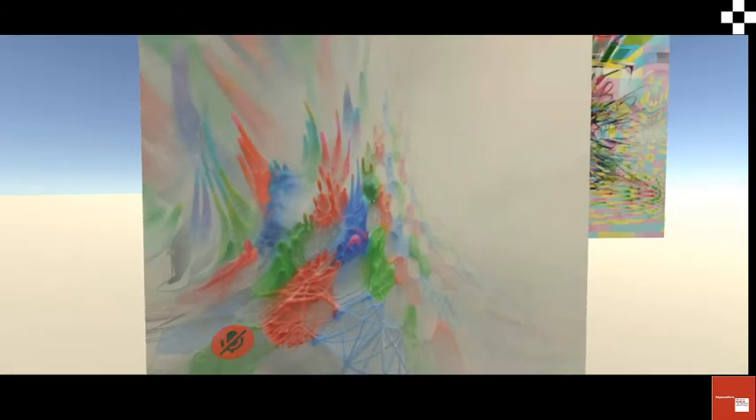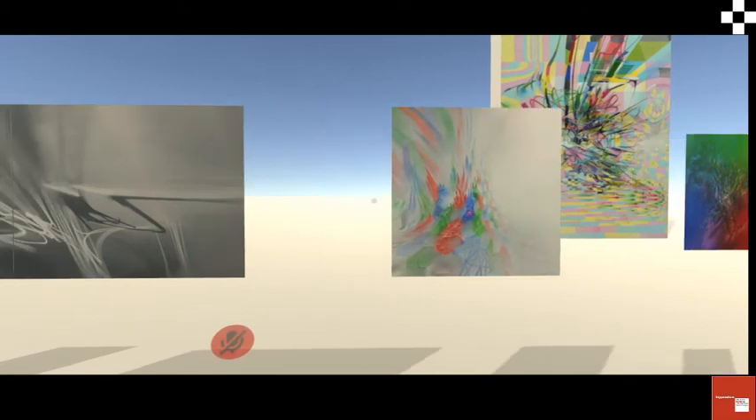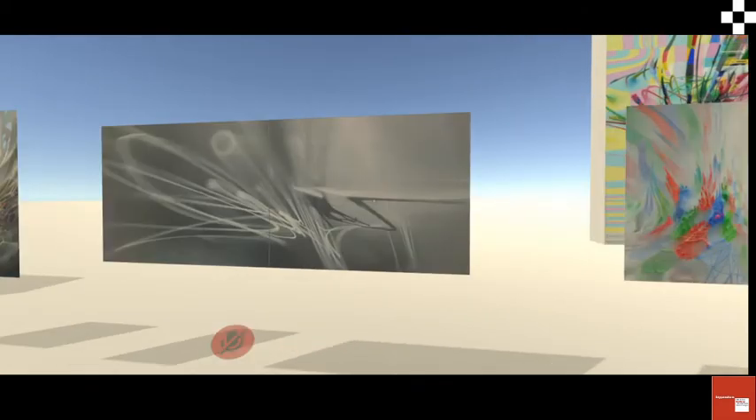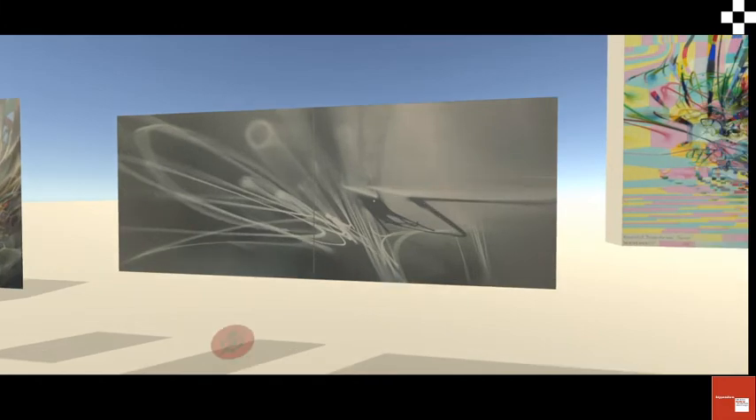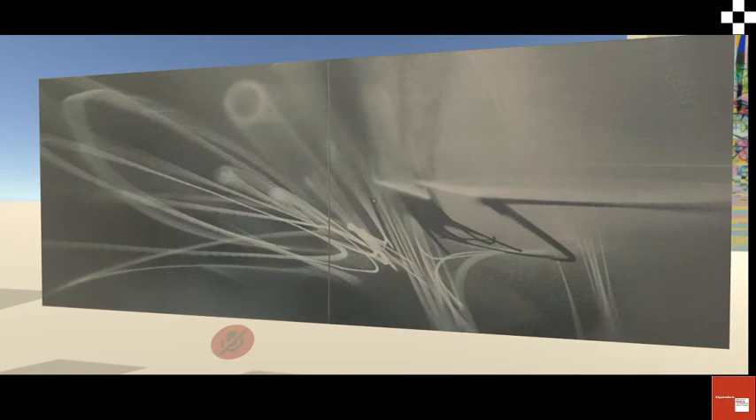Also, a really strong perspective feeling made with spray fog. And there are a few paintings that are gray, because I believe that it's good to start with gray and then add colors.